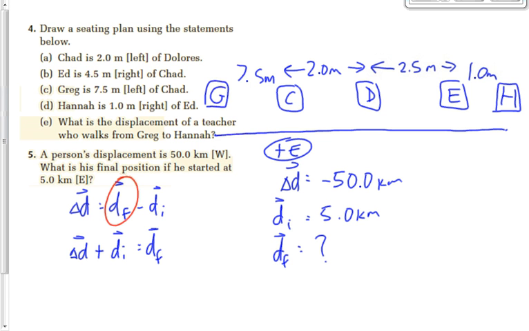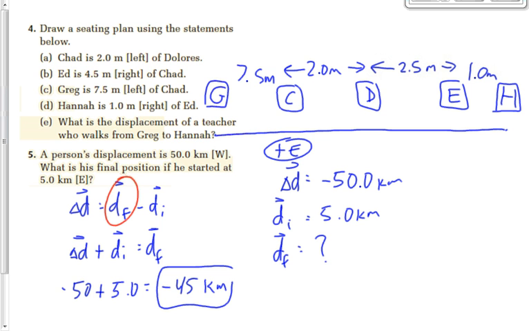Delta D was negative 50. DI was positive 5.0. So it becomes negative 45 kilometers. And what does that negative mean again? Tyler, what does that negative mean there when we get negative 45? East. East? Right, west. You know, I do that all the time. It's just a slip of the tongue, right? Okay, we know what you meant there. 45 kilometers to the west. Right?